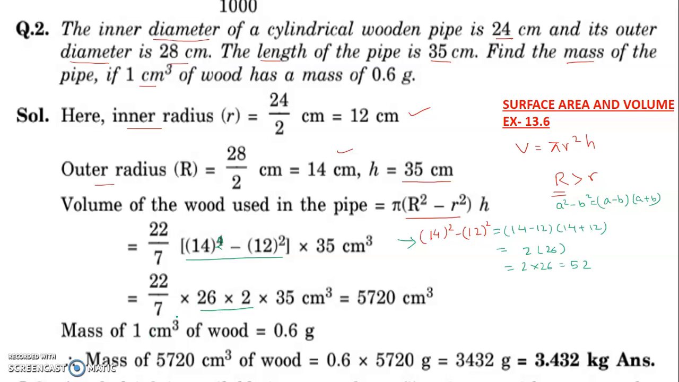Now you can solve this. 7 1s are 7, 7 5s are 35. Multiply and solve, you will get 5720 centimeter cube.